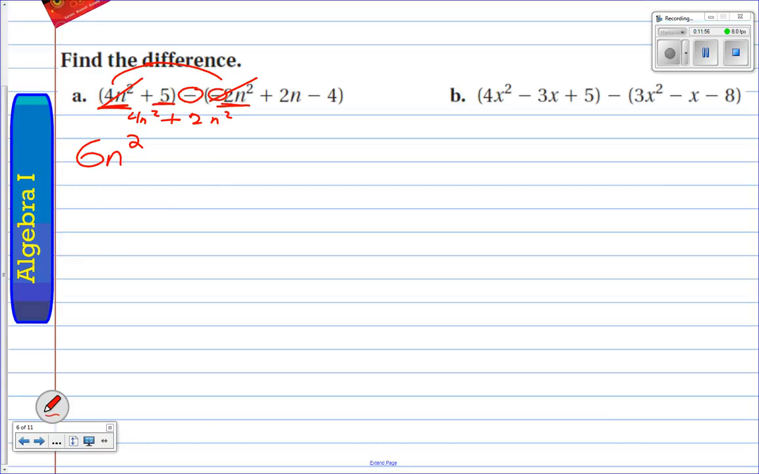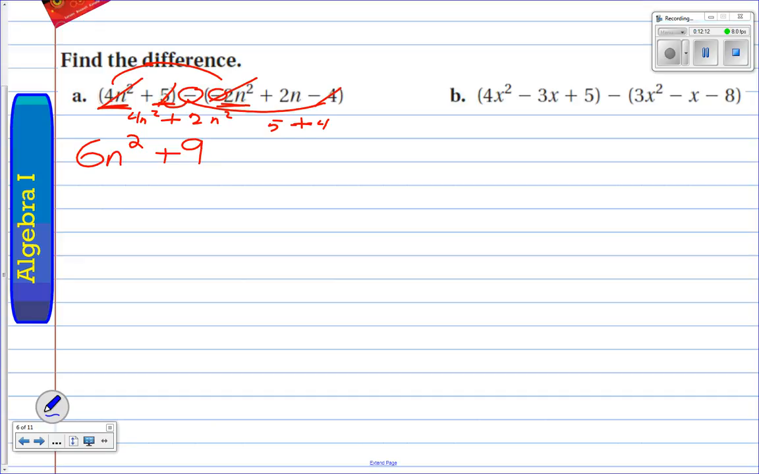Then I jump to a 5. I have 5 minus negative 4. 5 minus negative 4. So that's plus also. So that's a positive 9. And those are done. I should have been changing colors for you.